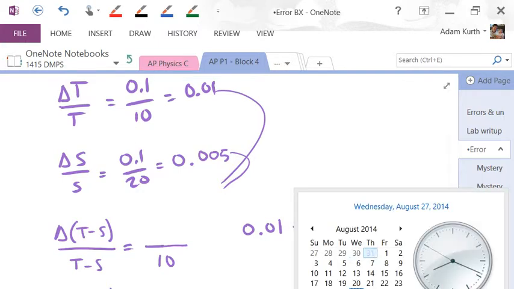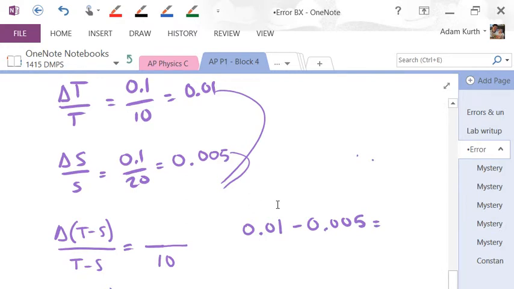0.005. I hope so. Go away, thing. X, how do I undo you? Why won't you go away? There, whatever, okay. 0.005.